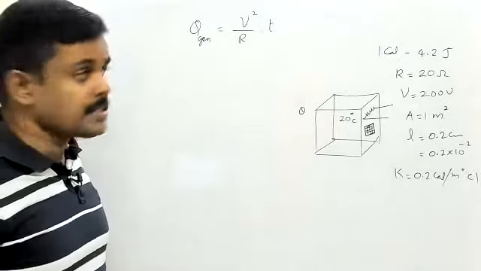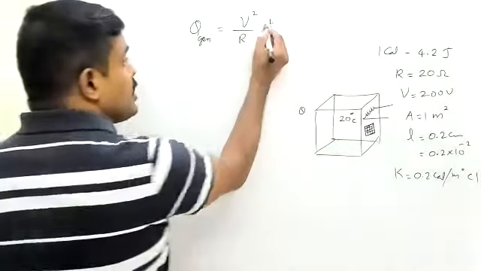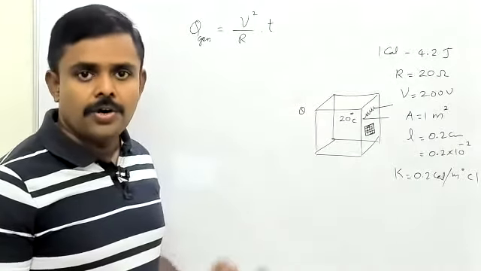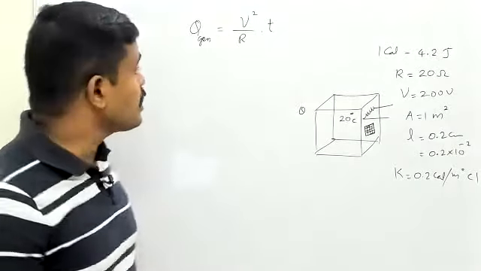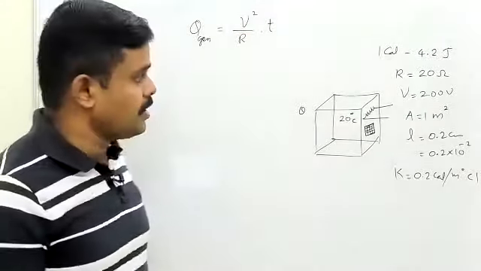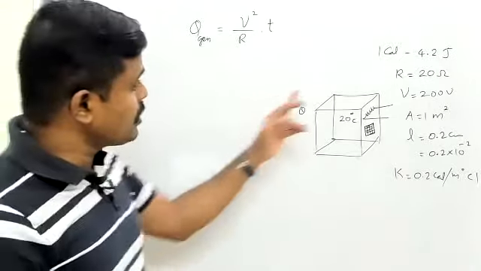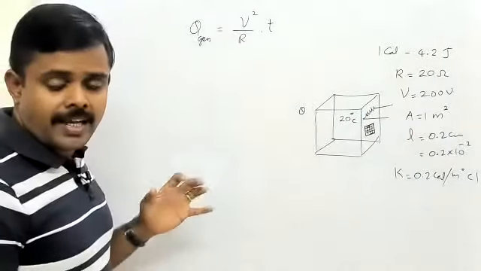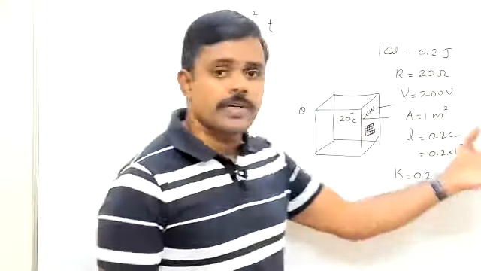Why did I write this? This is called Joule's law of heating. Heat generated is given by I square RT, or V square by R into T, or V into I into T. There are 3 equations for it. Q, the heat generated, is V square by R into T. I use this equation because V is there, R is there. Now this is the heat generated, and the generated heat is transported through the window, right?